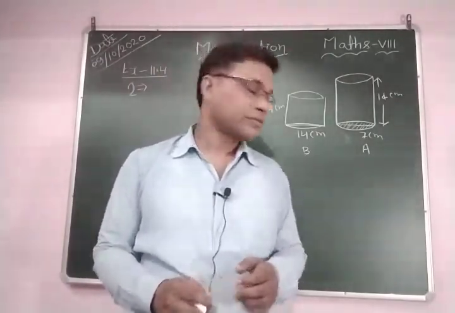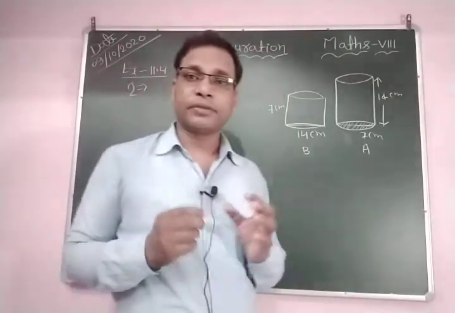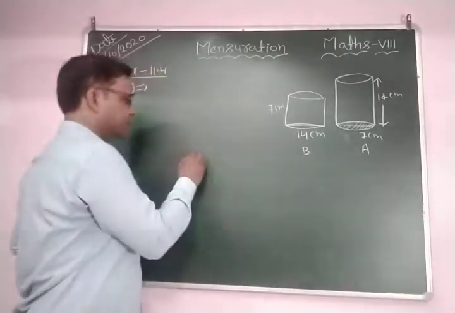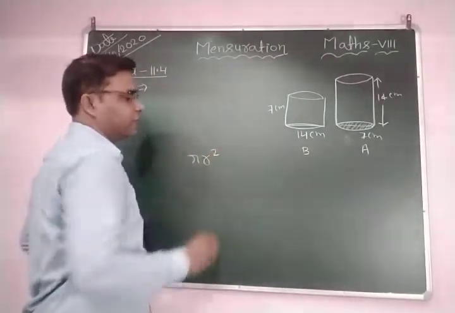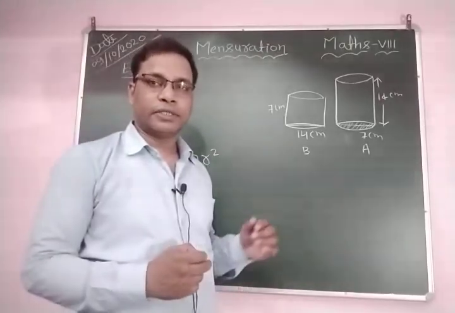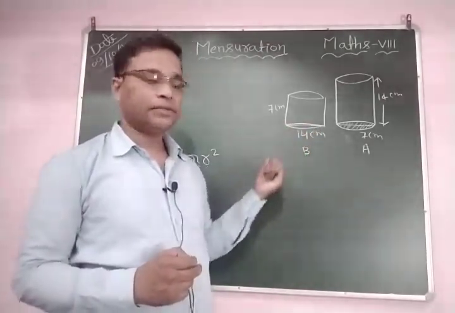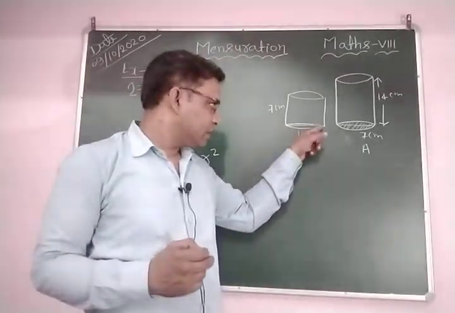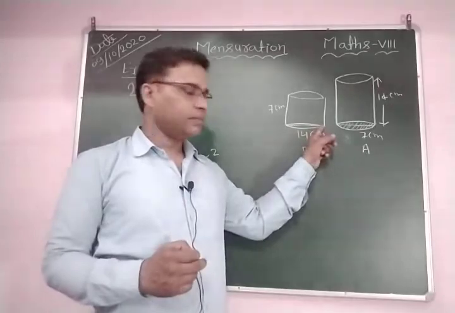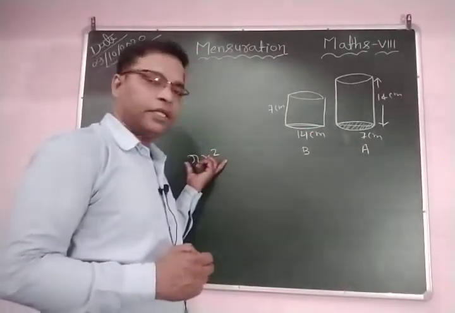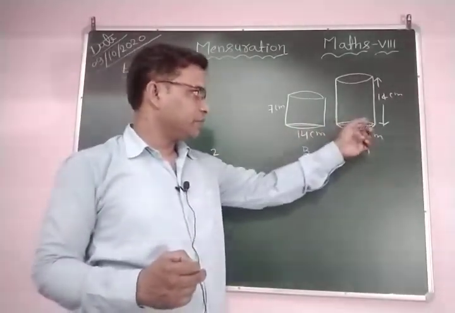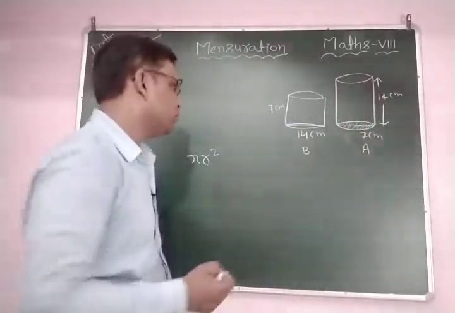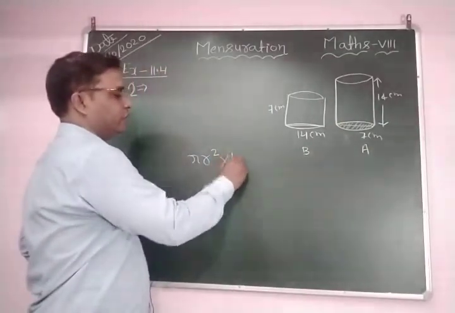For this we know the area of a circle. What is the area of a circle? Pi r square, where r represents the radius of the cylinder's base, and pi is 22/7. You can see this shape is a circle, so the area of this part is pi r square, and then we multiply by the height. So the volume of a cylinder is equal to pi r square into h.